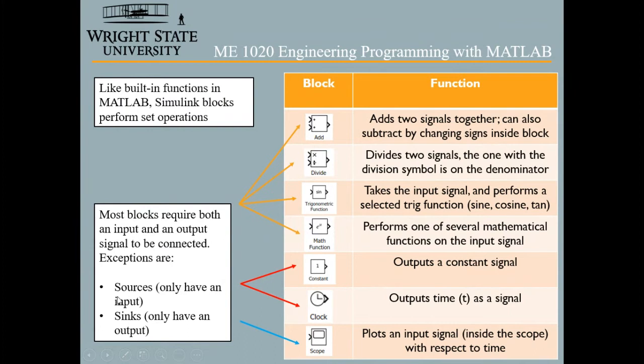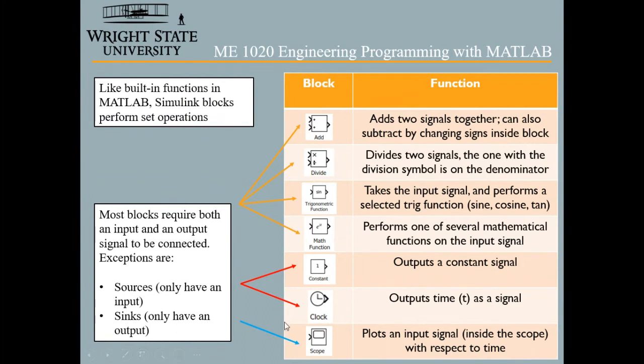A source only has an output. A sink only has an input. So a sink is what things go into, and a source is what things come out of. A constant and the clock, which outputs time as a signal, are both sources. Things come out of them, and you can use them in your model.